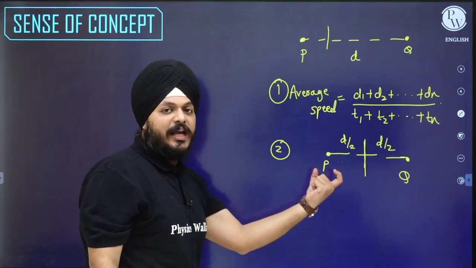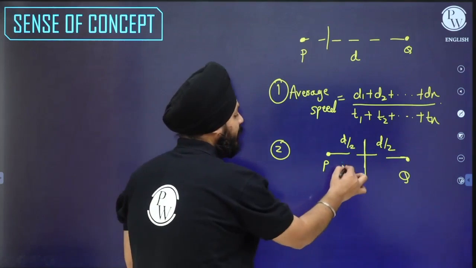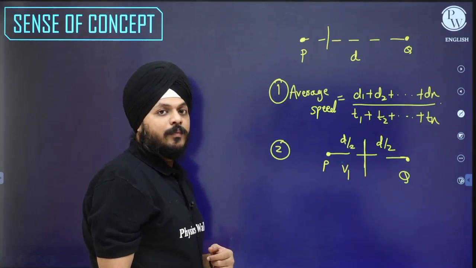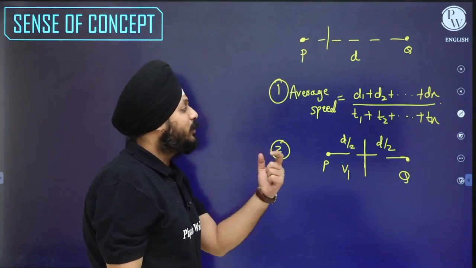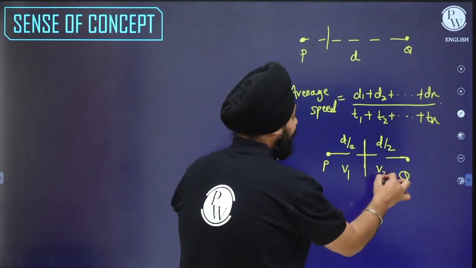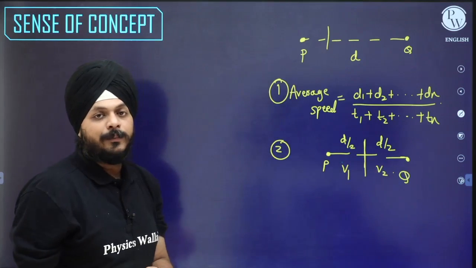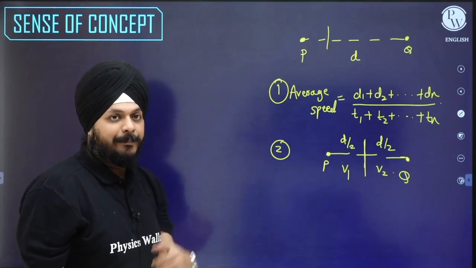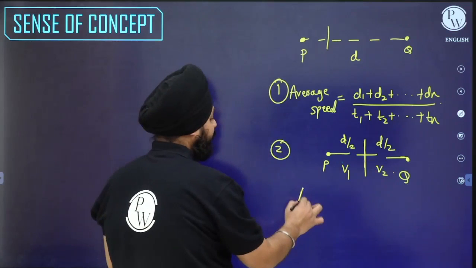For the first D by 2 interval, the particle is moving with speed V1. This is a special case, known as equal distance intervals. For the second D by 2, the particle is moving with speed V2. Now what will happen? In this case, how do we calculate the average speed?